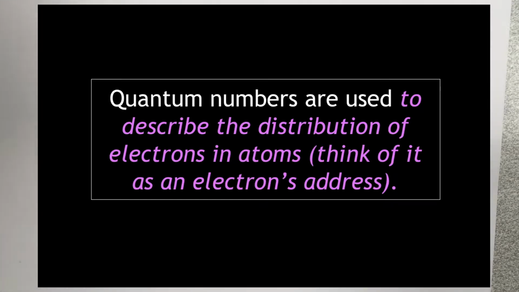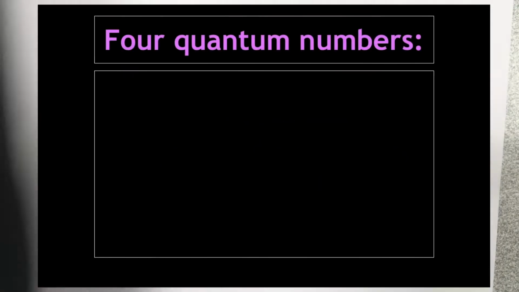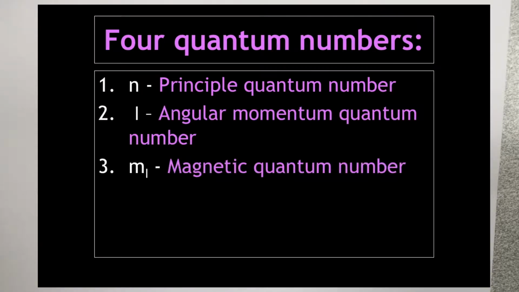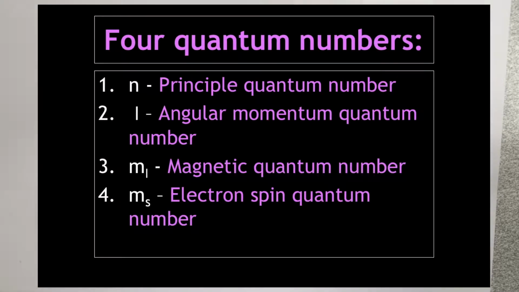Okay, so quantum numbers, it's kind of like electron configuration, but nothing like it. Again, these numbers are used to explain where an electron is in an atom, and kind of what it's doing as well, okay? So there are 4 quantum numbers. There's the n, l, m sub l, and then m sub s.